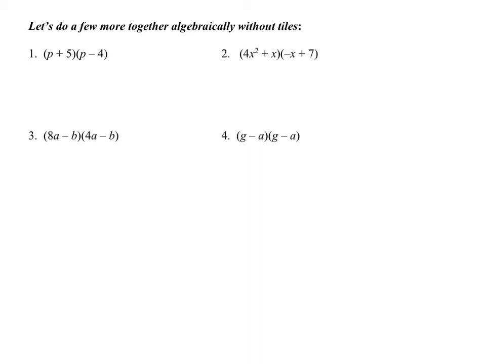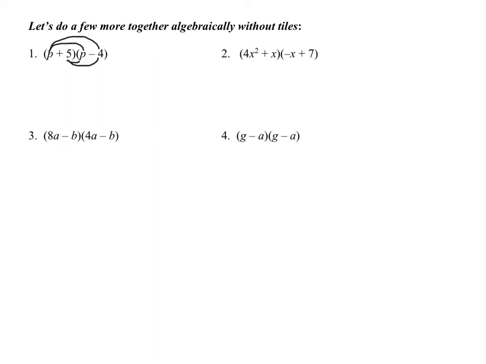So let's go ahead and try a few of these now. So looking at p plus 5 times p minus 4, basically I'm going to take the p and multiply it by the other p. That's my first terms. Then I'm going to do p times negative 4. Those are my outers. Then the 5 has to get multiplied by the p, which is my inners. And then the 5 has to get multiplied by the negative 4. So basically, everything in the first set of parentheses has to get multiplied by everything in the second set of parentheses. And drawing these lines here might help you do it.